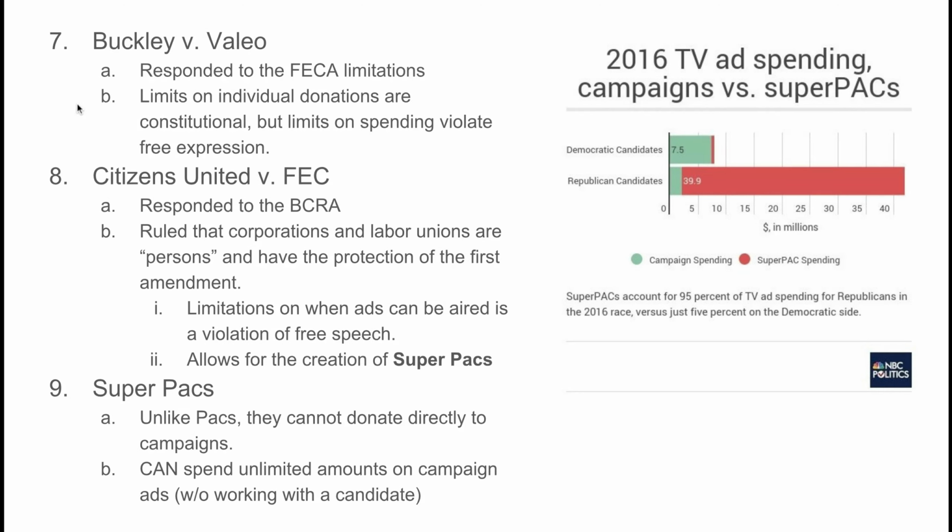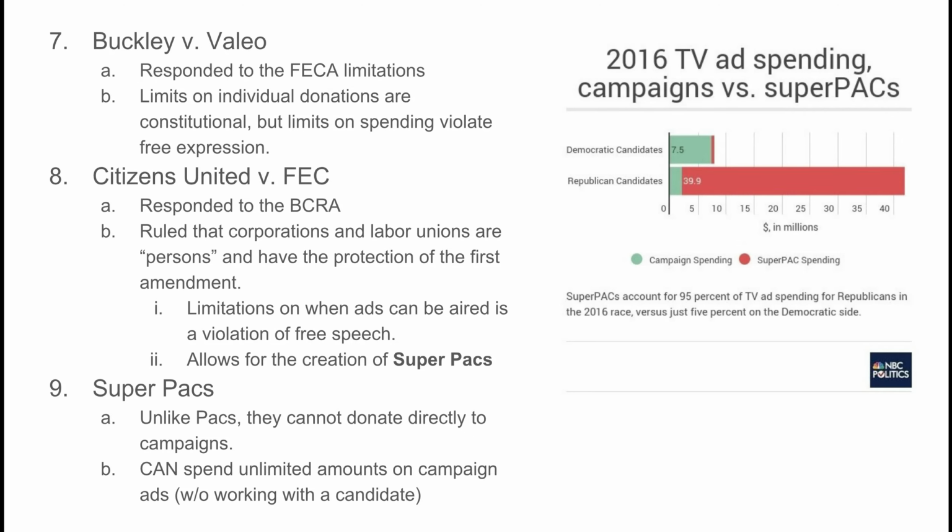All right, last slide here for this video. We have Buckley v. Valeo. These are 2 court cases here, Buckley v. Valeo and Citizens United versus the FEC, that are helpful to know. Buckley v. Valeo was in response to the FECA limitations. And what came out of this case is that the Supreme Court stated that limits on individual donations are constitutional, but limits on spending violate free expression.